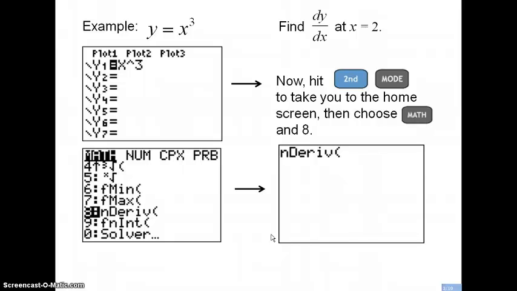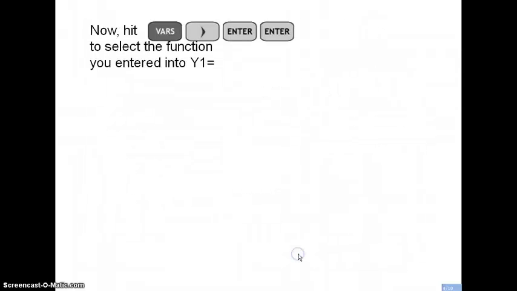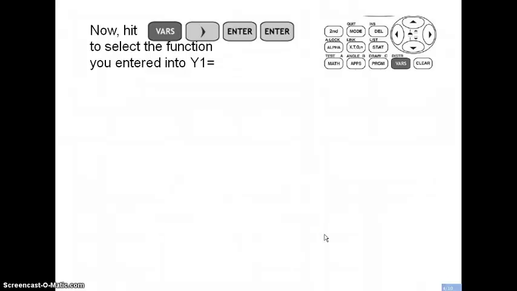Pause the video if you need to, walk through all these steps and get this into your home screen. The next thing that you're going to hit is the vars button. Vars stands for variables, and I'll show you over here where it is. The vars button is just right underneath, a little to the left of those up, down, left, right toggle buttons.